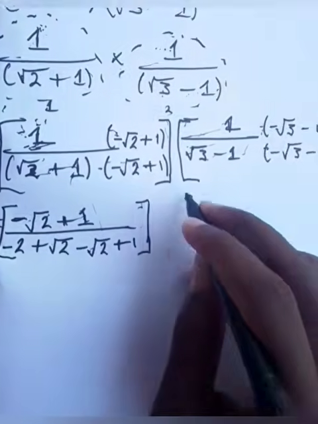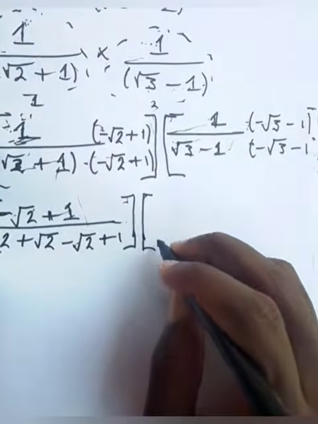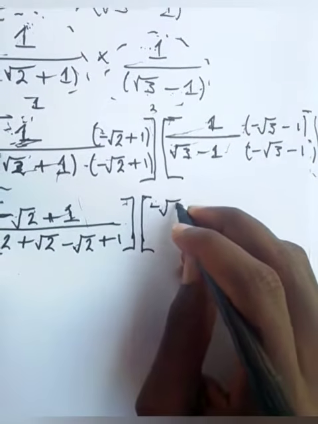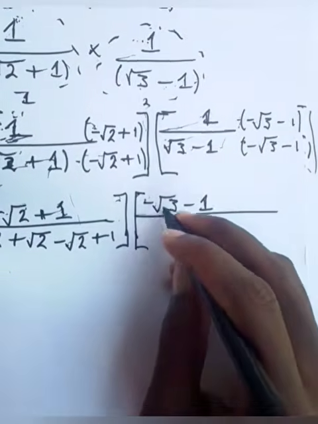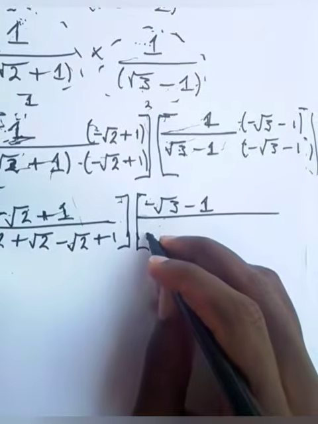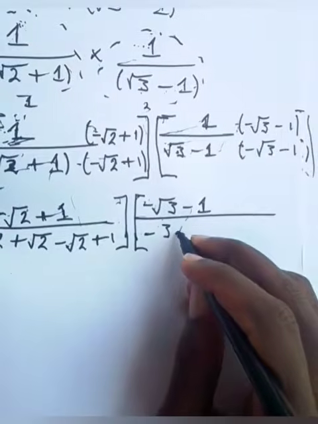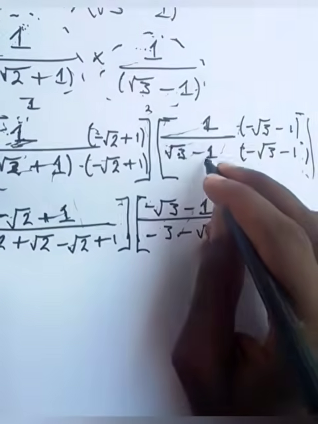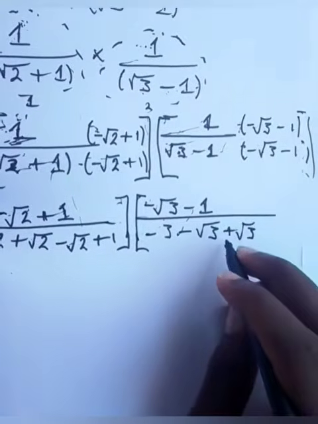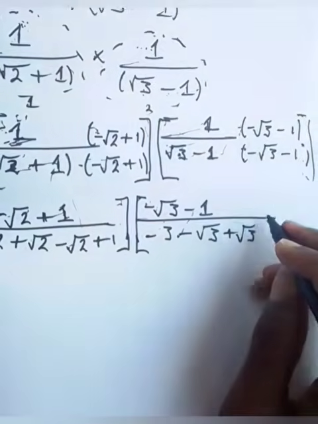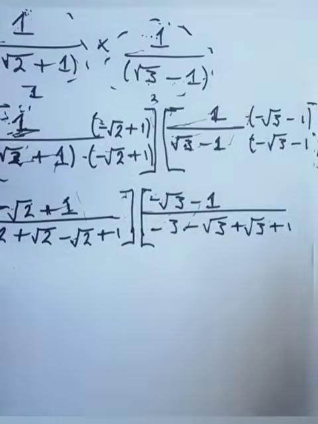We now come to this second part. So it's going to be negative square root of 3 plus minus 1 over this times this, which is going to be negative 3. This times this will be negative square root of 3. This times this will be positive square root of 3. And then this times this will be just plus 1. You can do this.